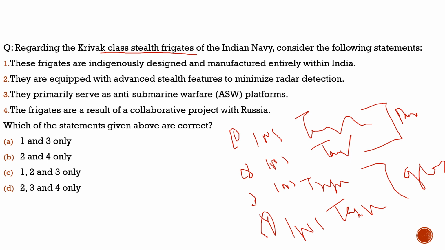So with respect to this, let's solve the question now. The question says, regarding these stealth frigates of the Indian Navy, consider the following statements. First statement, these frigates are indigenously designed and manufactured entirely within India. Totally incorrect. They are not manufactured entirely in India. We saw the cases with INS Tushil and Tamal. They are made in Russia. So the first statement is incorrect. If the first statement is incorrect, we can eliminate option A and option C. Now we are left with option B and option D.